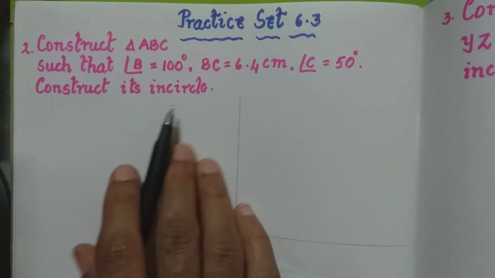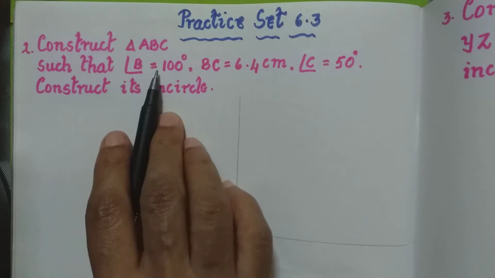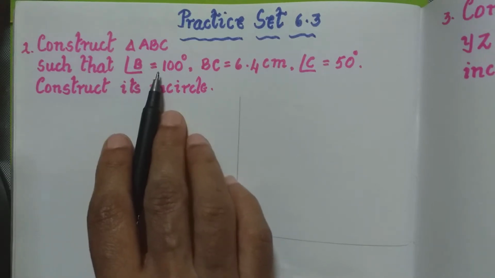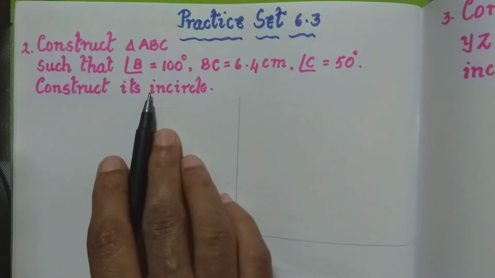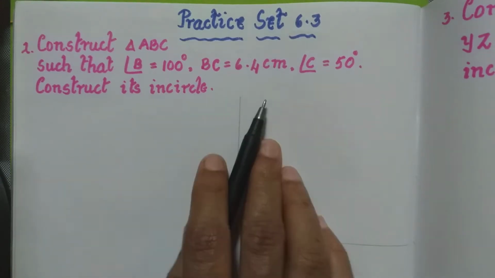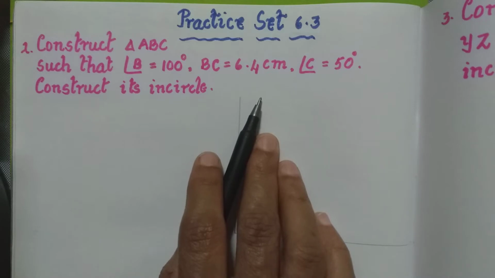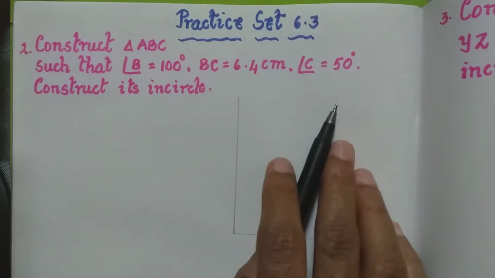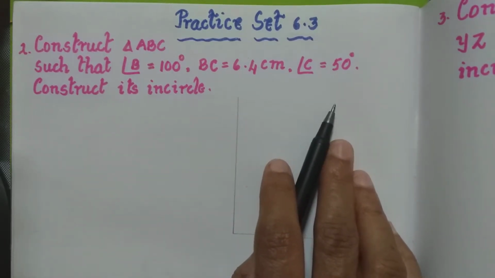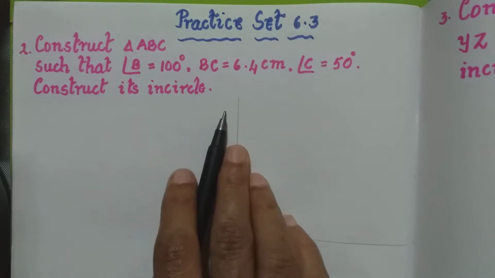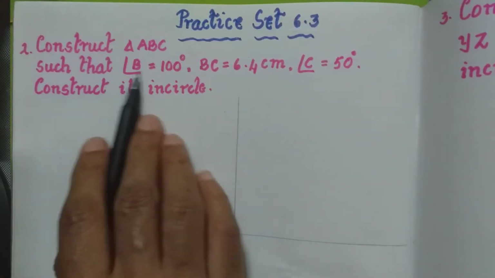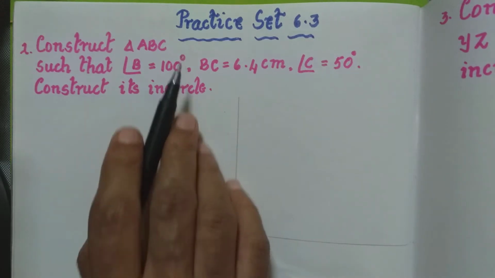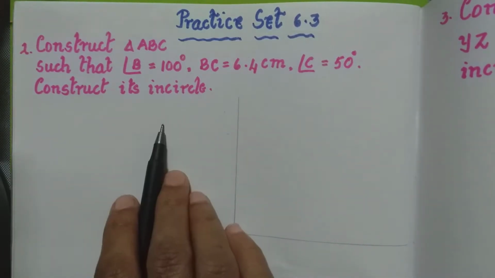Going to question 1, the question says construct triangle ABC such that angle B equal to 100 degree, BC equal to 6.4 centimeter, angle C equal to 50 degree. Construct its incircle. First we have to construct this triangle ABC and then construct its incircle.